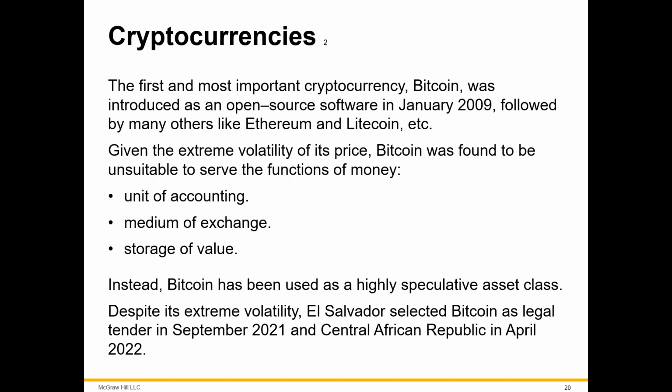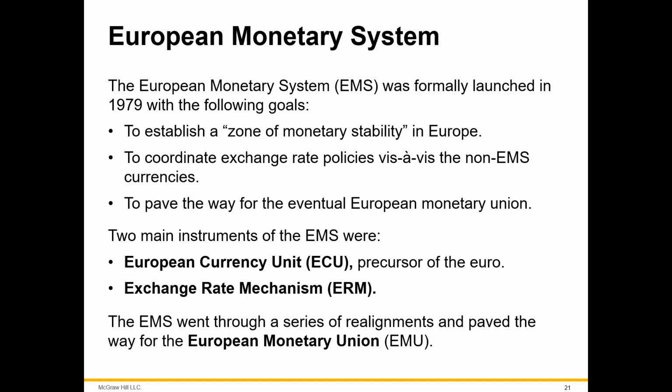So there's some movement. El Salvador selected Bitcoin as legal tender in 2021, and the Central African Republic in 2022. It just remains to be seen what will come of this, or possibly nothing. But at the moment, the role of cryptocurrencies in the international monetary system is minor but growing.